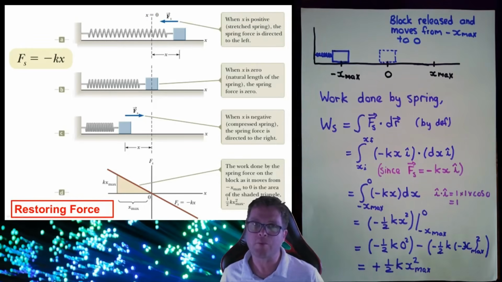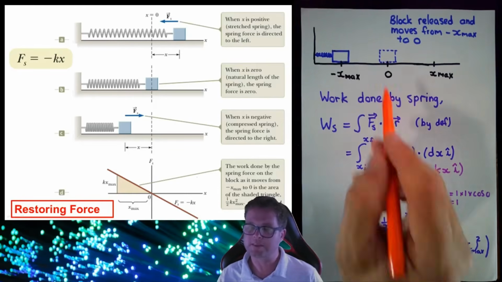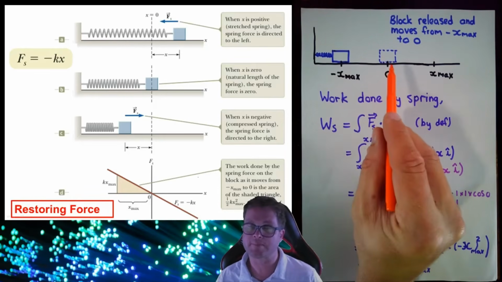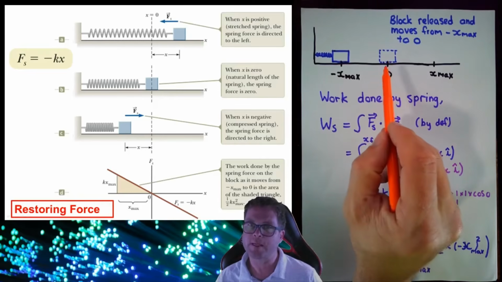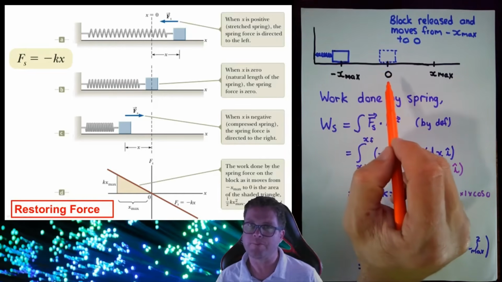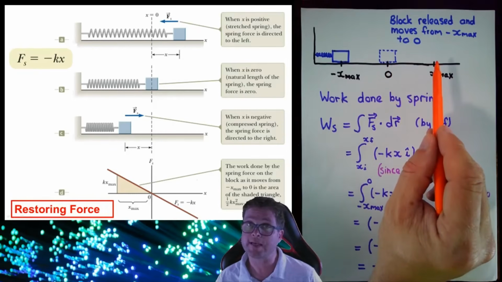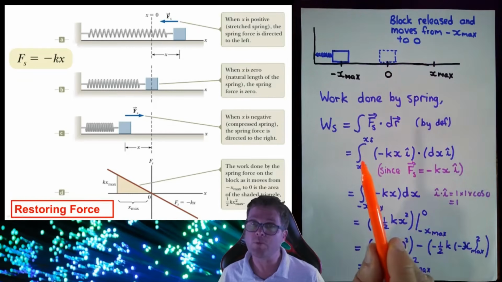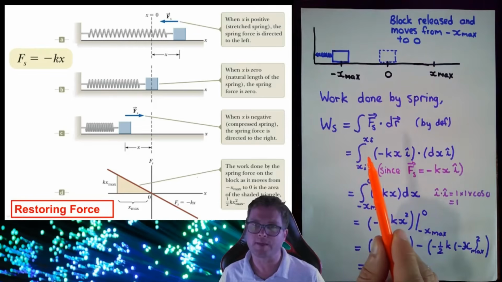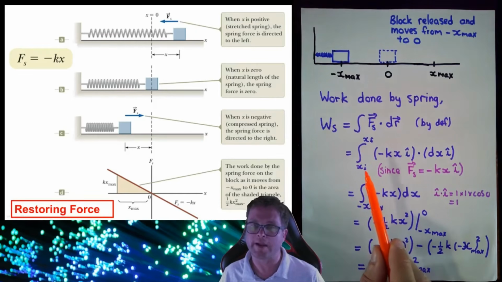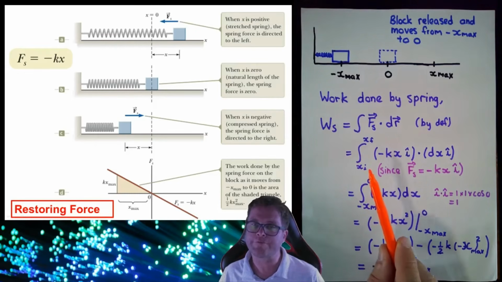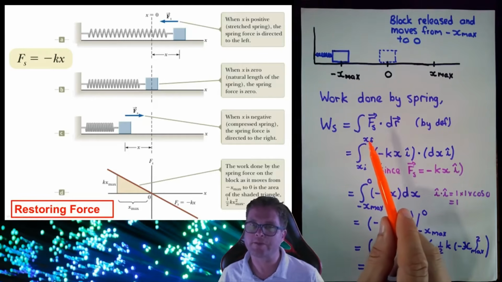The question or the problem could have been phrased slightly differently, in that we could have been given different starting and ending positions. Perhaps we could have been told that the block started at 0 and then it moved to position x max, right? And we would have solved that problem in exactly the same way, except we would have used different integration bounds.